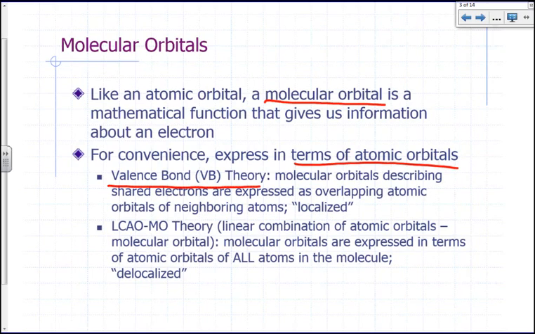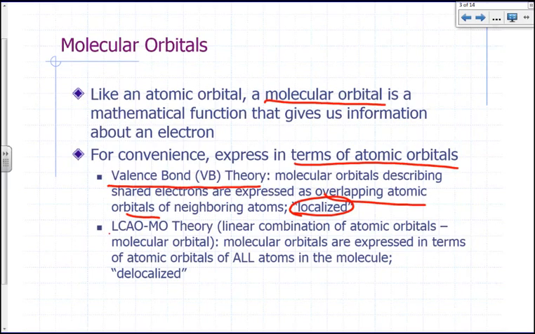One is known as valence bond theory, and in valence bond theory, the molecular orbitals that we construct describe electrons as shared electrons in terms of overlapping atomic orbitals of neighboring atoms. In other words, we think about bonding as having occurred when you have atomic orbitals of neighboring atoms constructively interfering in the region between them. So we say overlapping atomic orbitals gives rise to bonding. So in valence bond theory, the orbitals we say are localized. That means the molecular orbitals are defined in the regions between pairs of atoms.